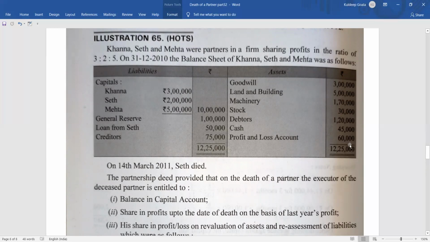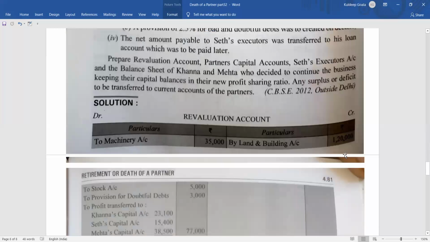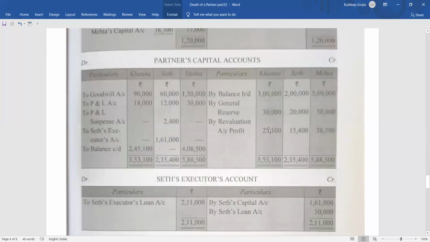So how will it be given? It will be given as Seth's capital account debit because it's a loss, right? So Seth's capital account debit to profit and loss suspense account. So that is why it is coming on the debit side of Seth's capital, to profit and loss suspense account. You can see here, to profit and loss suspense account in Seth's account, how much?